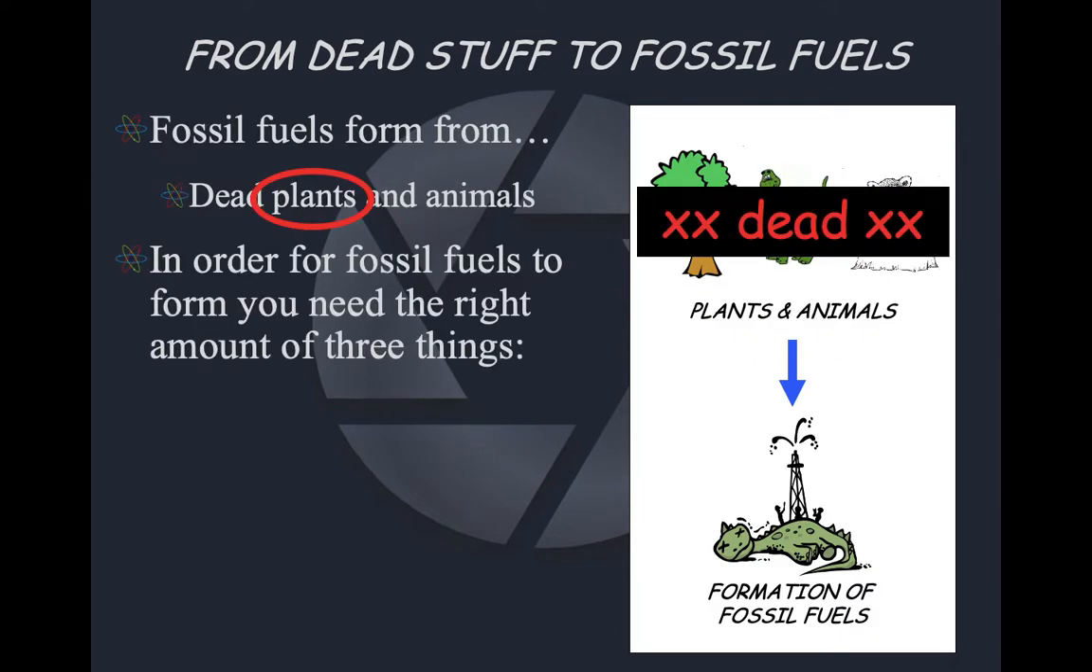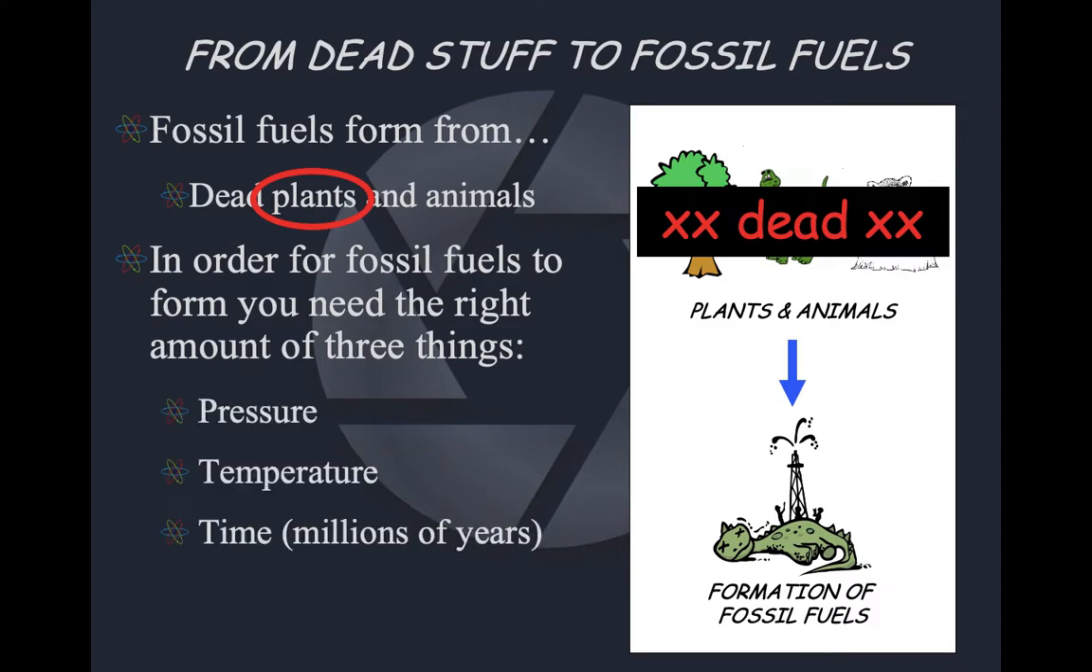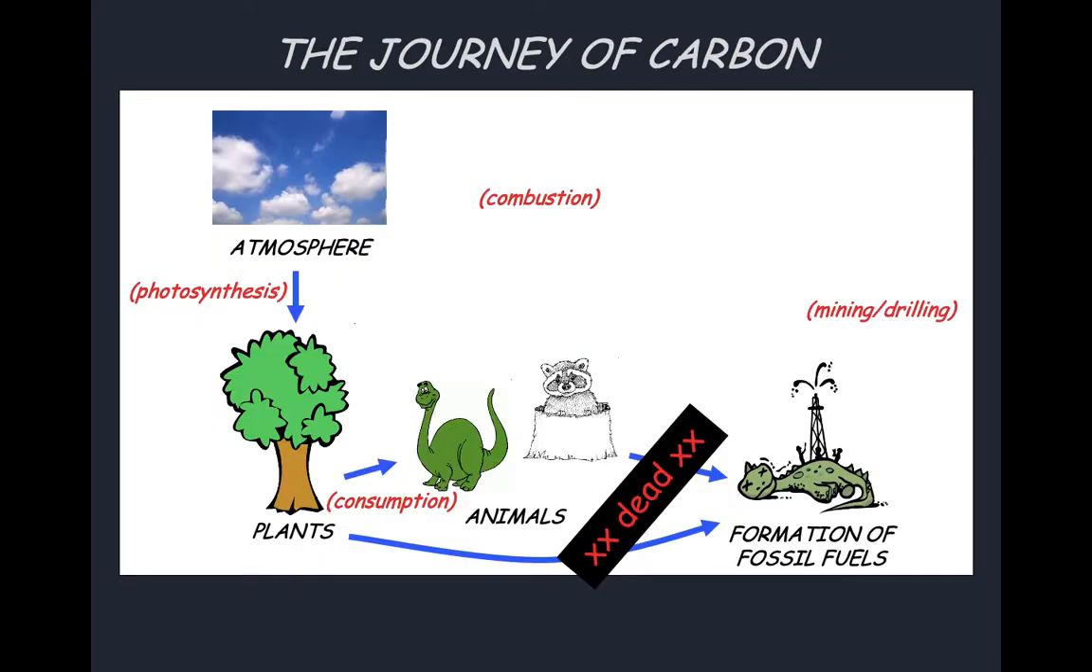So fossil fuels, again, form mainly from dead plants. In order to form fossil fuels, you need the right amount of three things: pressure, temperature, and time. Millions of years it takes to form fossil fuels. That's why we classify them as a non-renewable energy source. Let's add that into our diagram here.